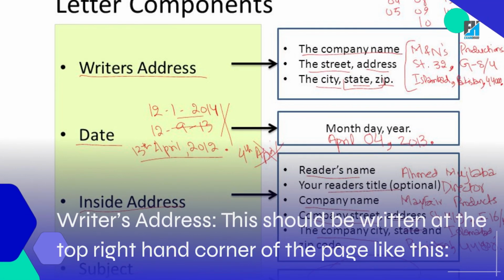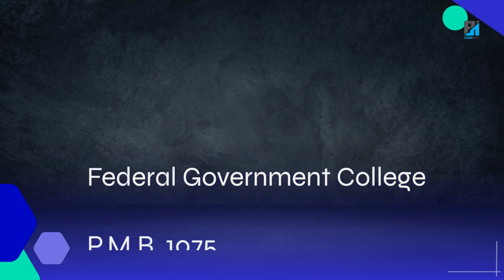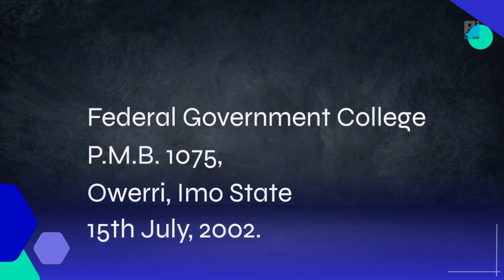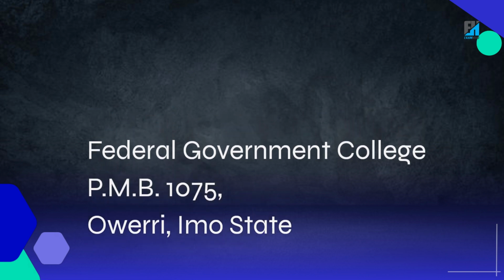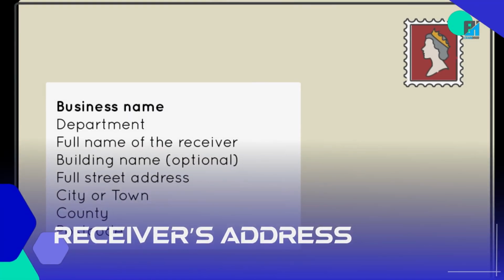Writer's address. This should be written at the top right-hand corner of the page like this. Federal Government College, P.M.B. 1075, Awari, Imo State. 15th July, 2002.